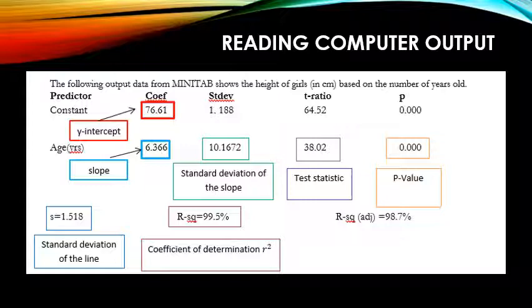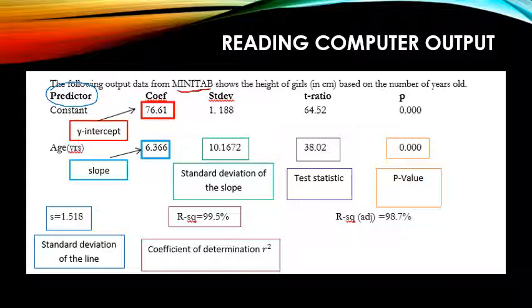So we're going to start and read through the problem. It says the following output data from Minitab. Minitab is a computer output program that spits out all this information down below. It shows the height of girls in centimeters based on the number of years old. It spits it out into certain columns. We'll look at the first column, which says predictor, and we'll talk about that. Under predictor, it says constant and then age.